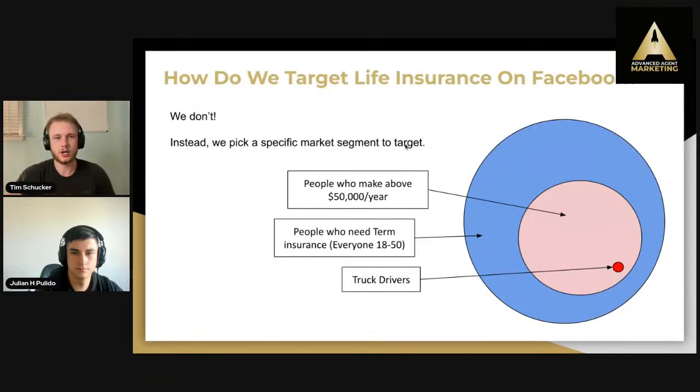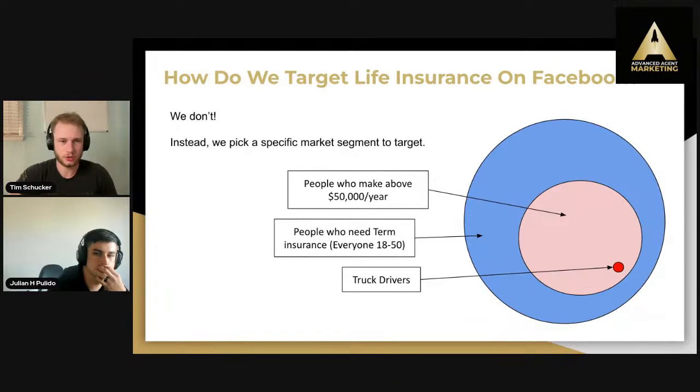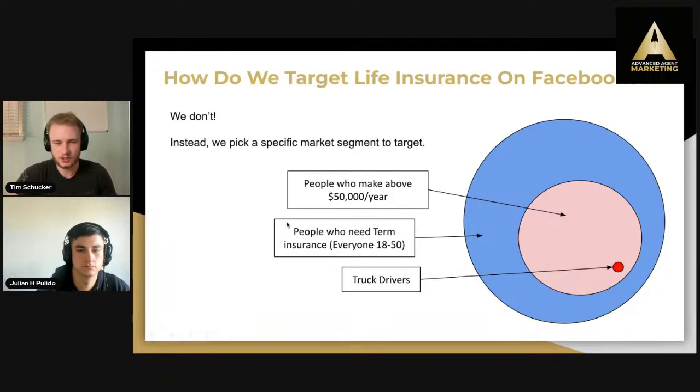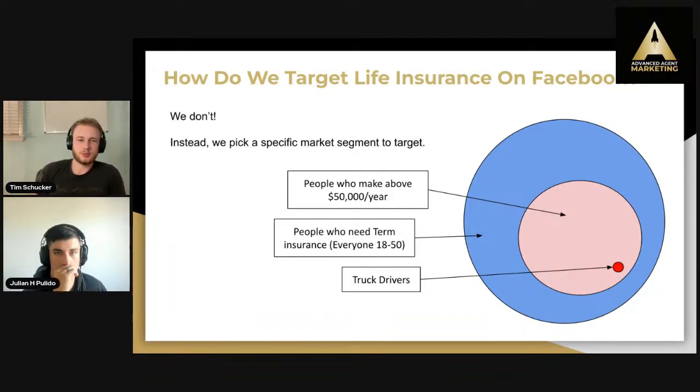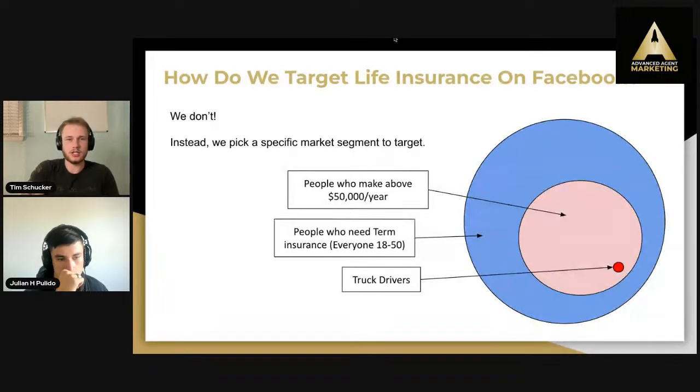And this is basically where you target certain niches or certain market segments with term or IUL, right? So let me give you guys an example. What we're going to do is pick a specific market to target. As you guys can see here, we got these three circles. This big blue circle is everybody who needs term, right? Everyone who needs term is pretty much every single person from age 18 to 50, right?